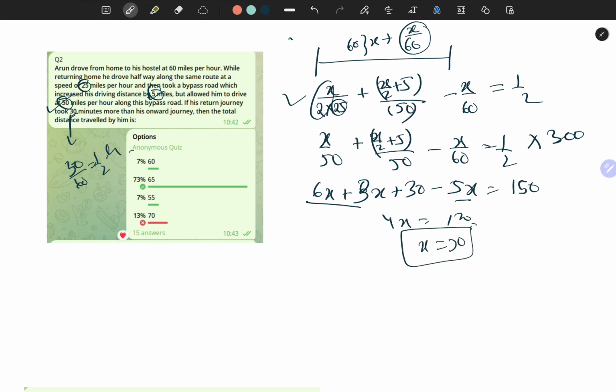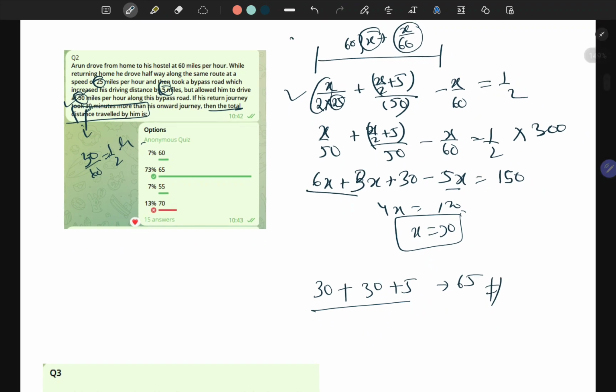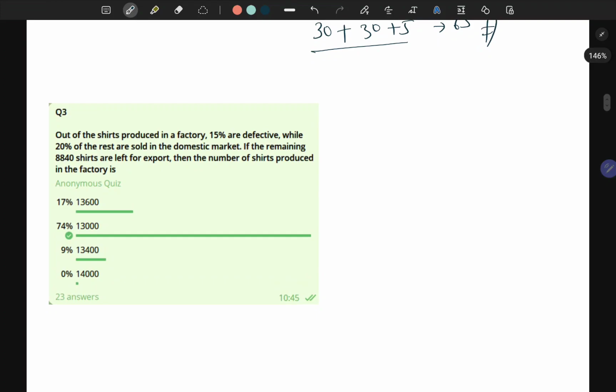Now the question is the total distance traveled by him. The total distance traveled is x over here, so 30. While returning back, he travels 5 more, so 30 plus 30 plus 5, 65 is the answer to this question. Done. Now let's come to question number 3.